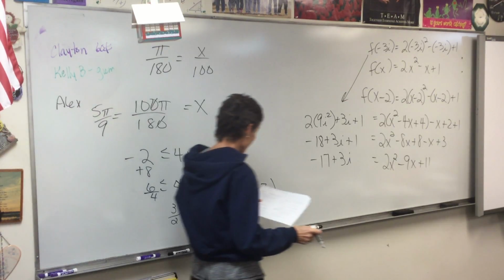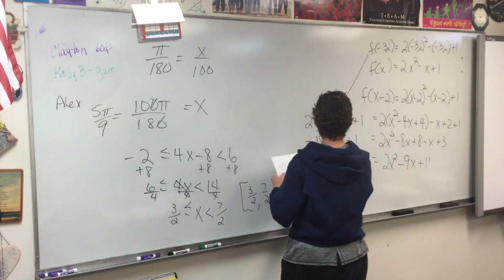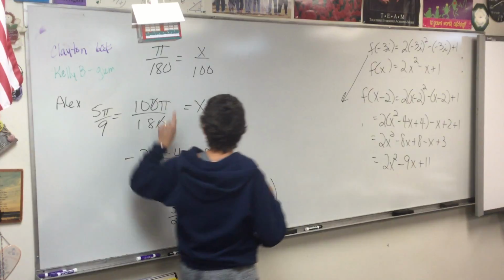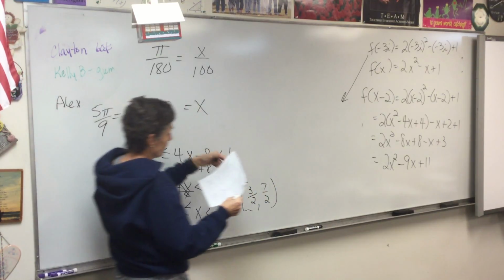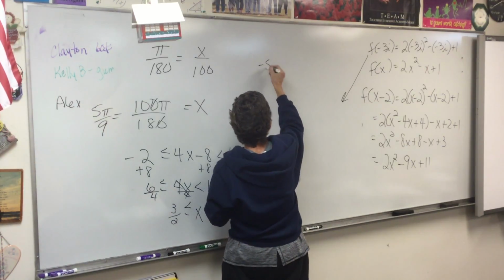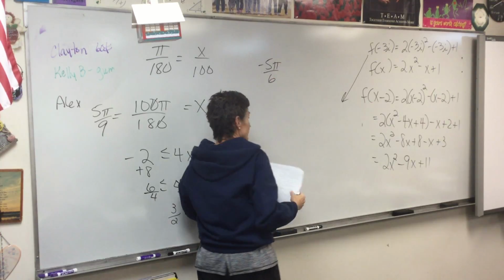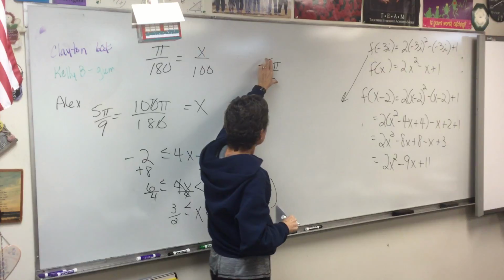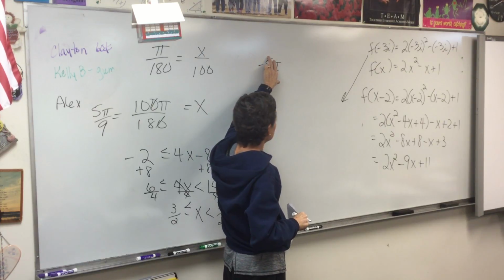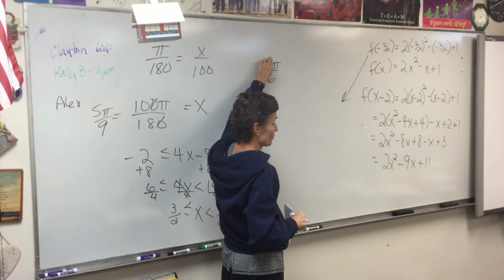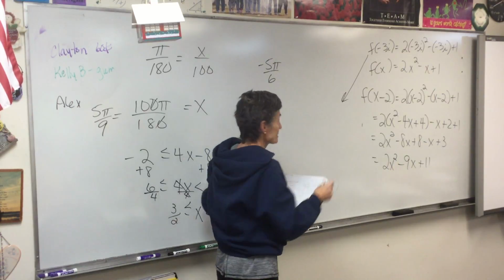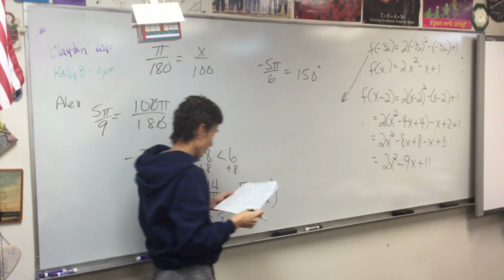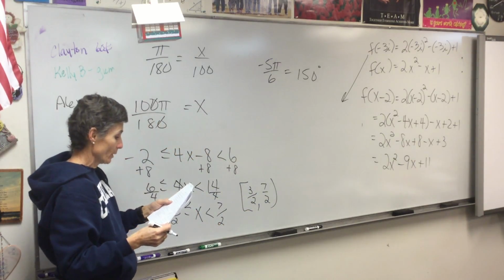Find the exact degree measure of negative 5 pi over 6. Well, you can do this if you want to, but we haven't been doing it that way. We've done a lot of problems to find the degree equivalent of this. Pi is 180, divided by 6 is 30, times negative 5 is negative 150 degrees. So we've done a lot of problems where we've just done it that quickly.